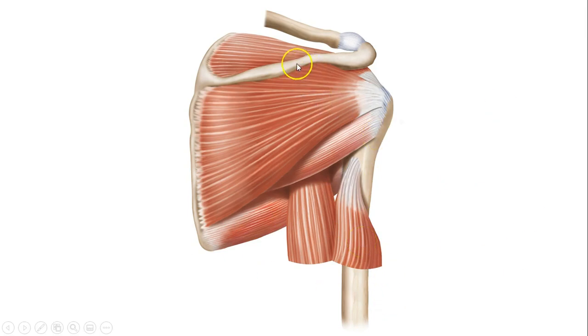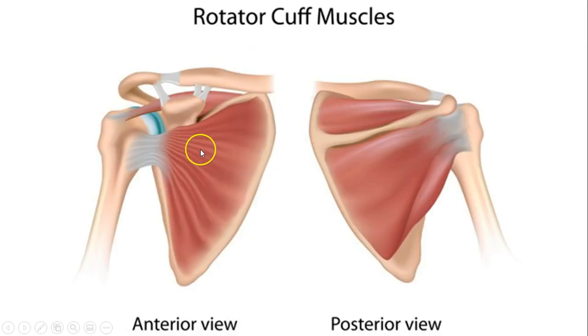So three of these, 1, 2, 3, are your rotator cuff muscles, and you're not seeing the subscapularis, which is on the other side. So here's the other side. See, anterior view. That would be the subscapularis. Here, this is a little fuzzy, I know, but that's your supraspinatus, infraspinatus, teres minor.